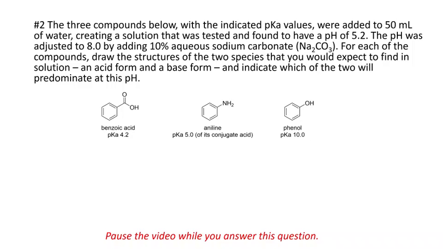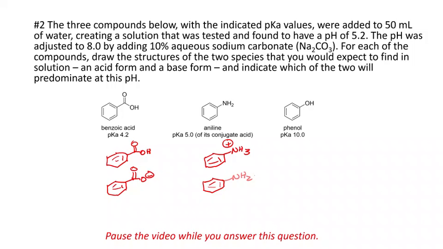Okay, here we go. For benzoic acid, we have protonated form and deprotonated form. For aniline, the conjugate acid of aniline has an extra proton, and its deprotonated form this time is neutral. And phenol is like benzoic acid. Protonated OH, deprotonated anion.